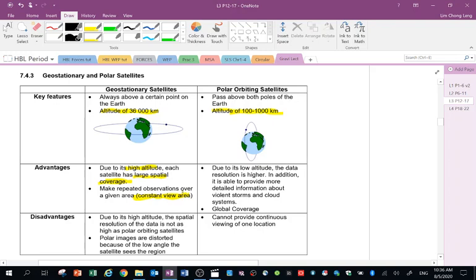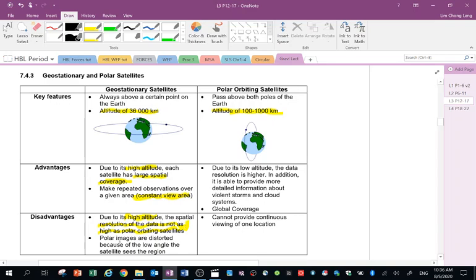Now, what are the disadvantages? Because of the high altitude, the resolution of the data is not as high. In other words, we say that whatever data we get is less detailed, compared to later on compared to polar orbit satellite. So even though it views a larger area, it is with less detail.